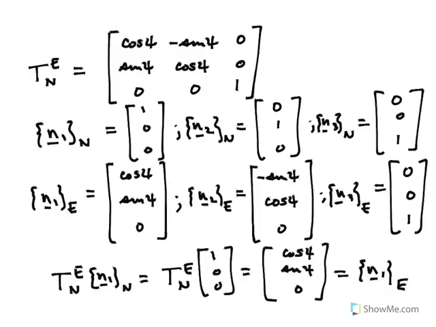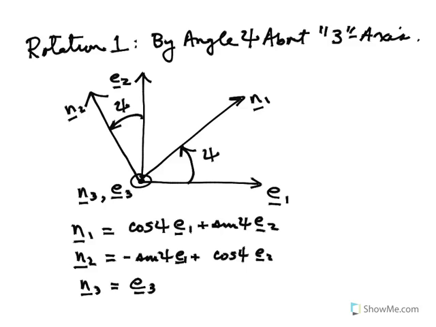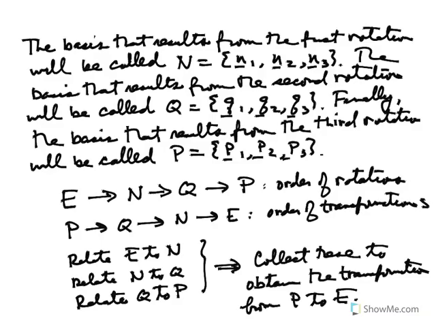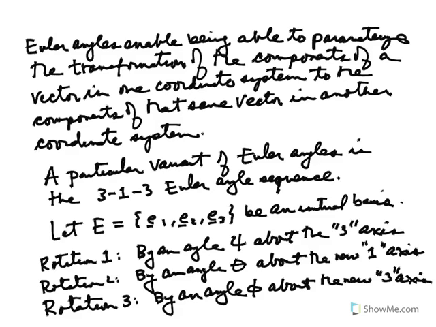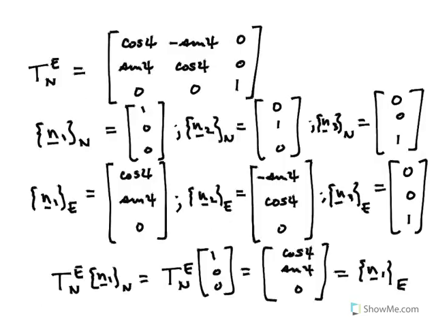So going back to the way I actually had things set up, rotation 2 is now by an angle, and I call the angle theta. So rotation 2 is by an angle theta about the new, and I'm going to put it in quotes, 1 axis. Well, what is the new 1 axis?